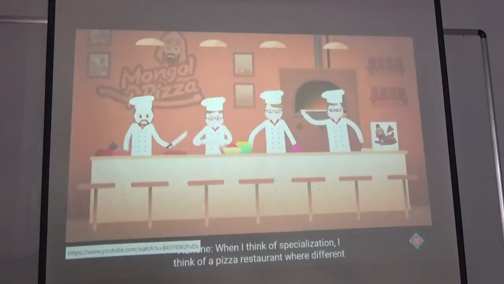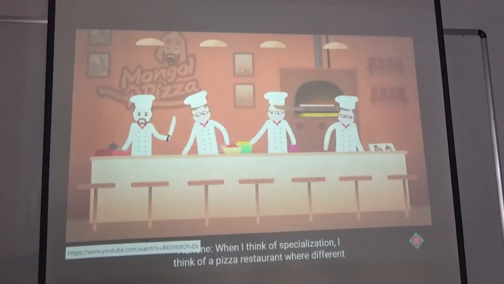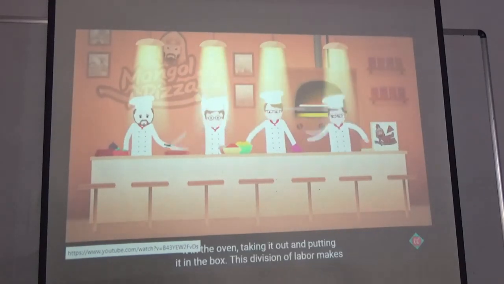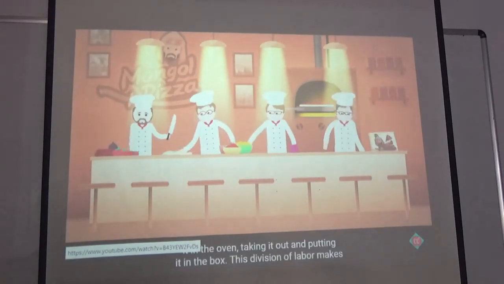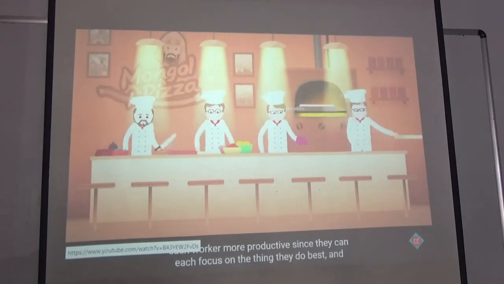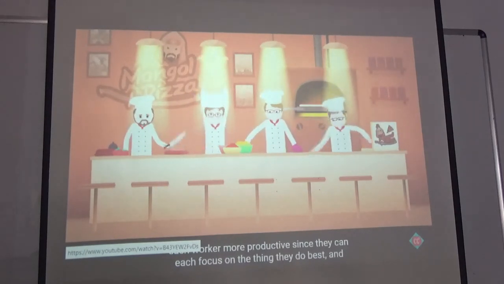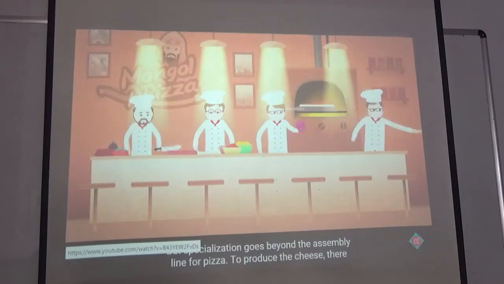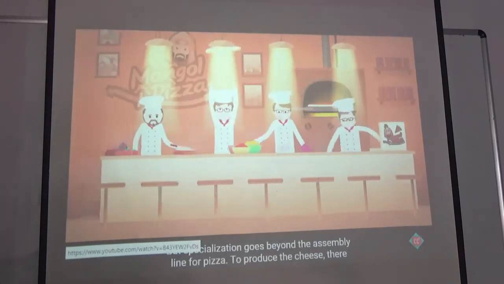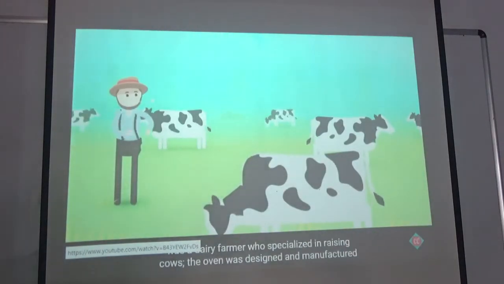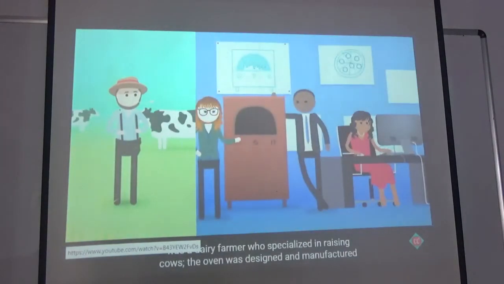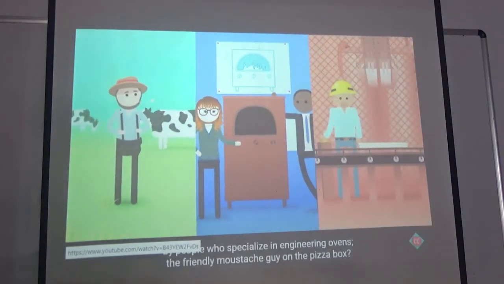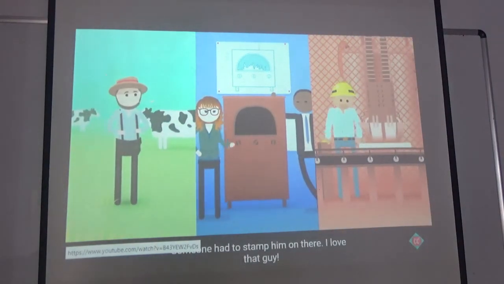When I think of specialization, I think of a pizza restaurant where different workers have specific tasks like preparing the ingredients, making the pizza, putting it in the oven, taking it out, and putting it in the box. This division of labor makes each worker more productive since they can each focus on the thing they do best. And they don't waste time switching between jobs. But specialization goes beyond the assembly line for pizza. To produce the cheese, there was a dairy farmer who specialized in raising cows. The oven was designed and manufactured by people who specialize in engineering ovens. The friendly mustache guy in the pizza box, someone had to stand him on there.